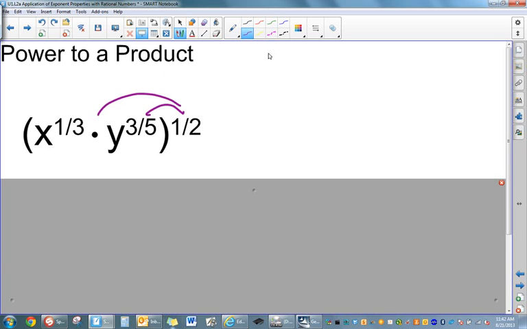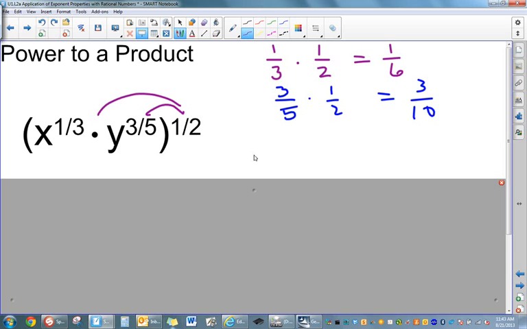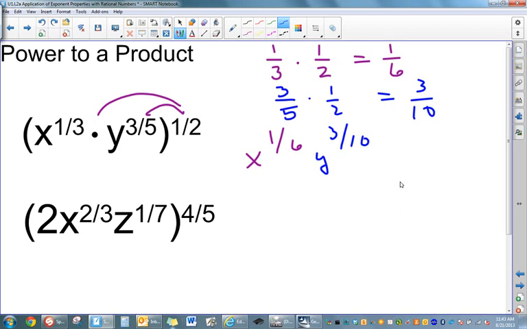So once again, I'm going to bring my 1/3 times 1/2 up here. So I get 1/6. In blue, I have 3/5 times 1/2, which equals 3/10. So I get x to the 1/6. In blue, I get y to the 3/10. So I do this last one. And I have a couple example problems here.